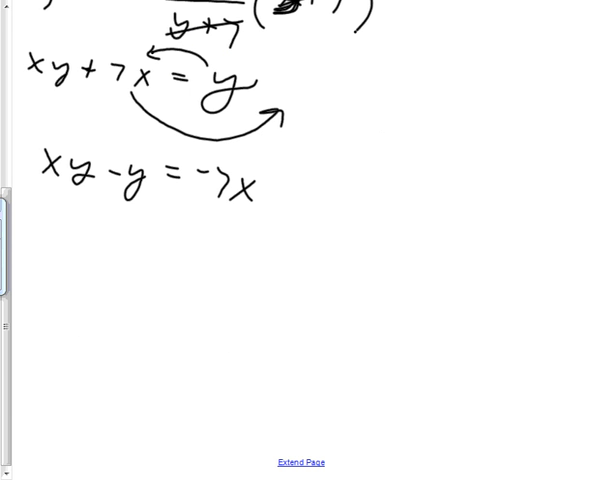Okay, next step. This is where the leap of, it's not genius, but once you've been shown this, I have shown it to you, I'm sure you remember it. y comes out: y times (x minus 1). You remember that part? There's a y on both of them. You got to factor it out to the front. Okay, next step. Divide by x minus 1.